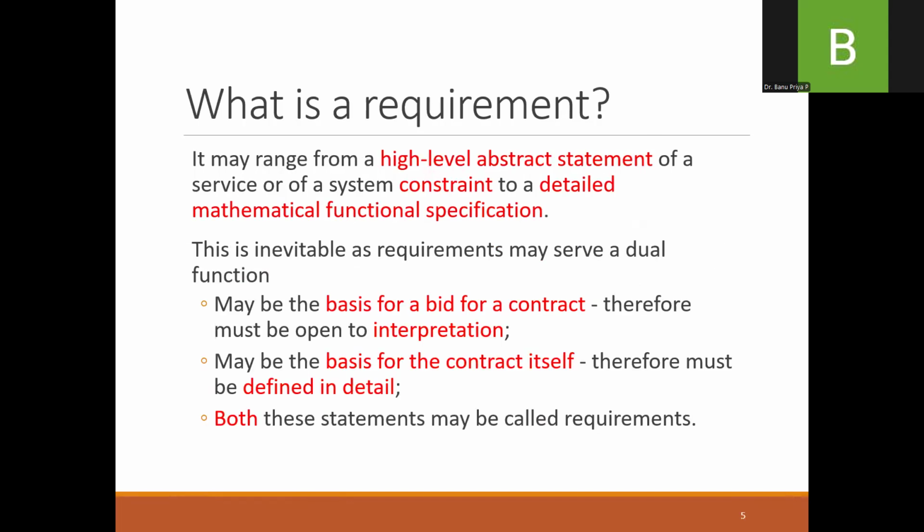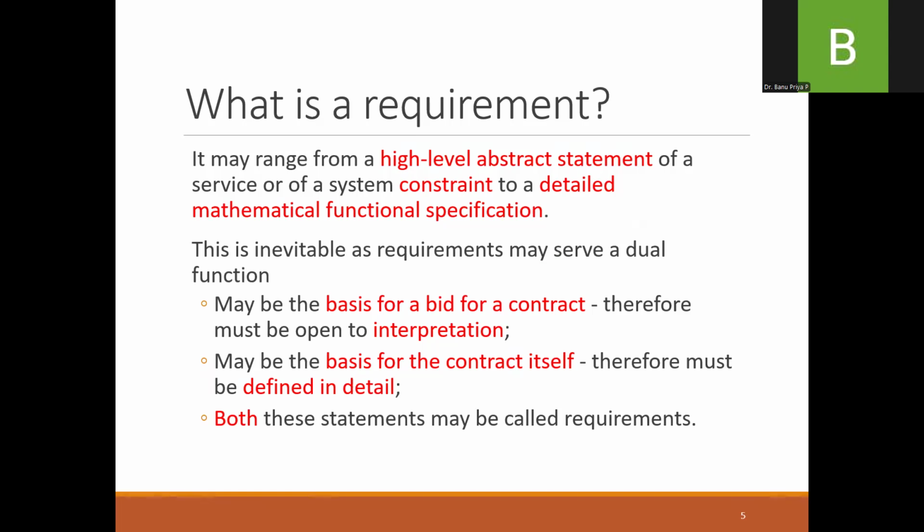See, it is not only the descriptions. For every description, there will be a constraint also. That is why it is always called functional and non-functional. What is a requirement? What is the requirement the customer is going to give? It is a high-level abstract statement of detailed mathematical functions. It is a specification of what he wants. He gives specifications of what he expects. Those functional specifications are put forward.